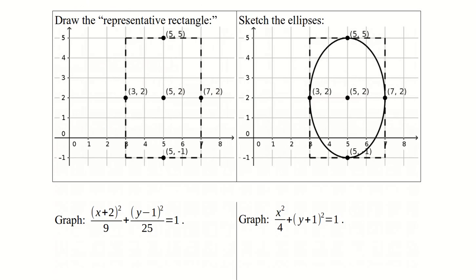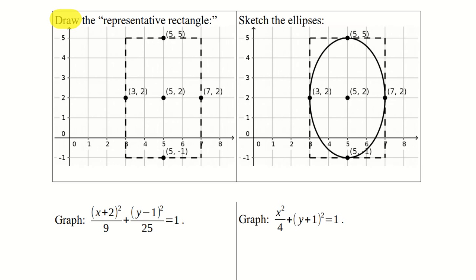Now the next step is to draw the representative rectangle, and this is a great way to draw ellipses by hand well. It's also foreshadowing what we're going to be doing with hyperbolas in the next section. So it's important to do this for lots of reasons. Now notice that I say draw the representative rectangle, and then I say sketch the ellipse. And the reason I'm saying that is we can be really precise with our representative rectangle.